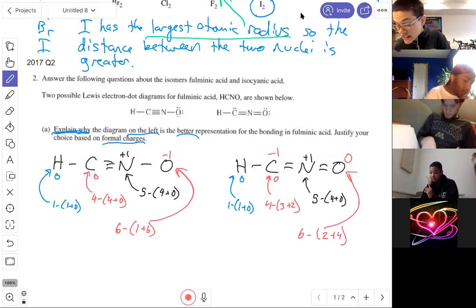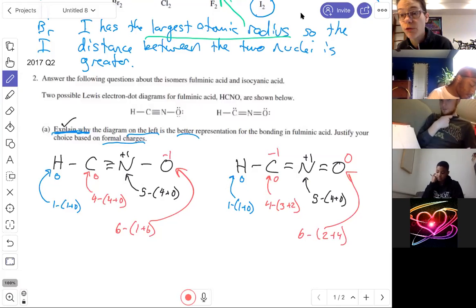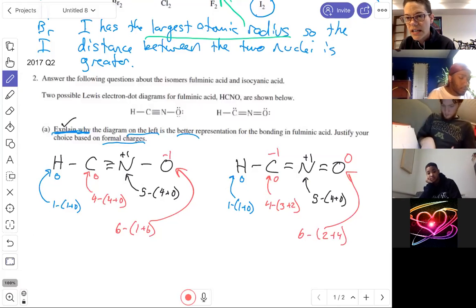Okay, so in this question, because it's an explain question, 1 point was awarded for the formal charges, for assigning them, and then a second point is awarded for using the formal charges to justify why the one on the left is better. So using the formal charges, how would you say that the one on the left is the better representation?